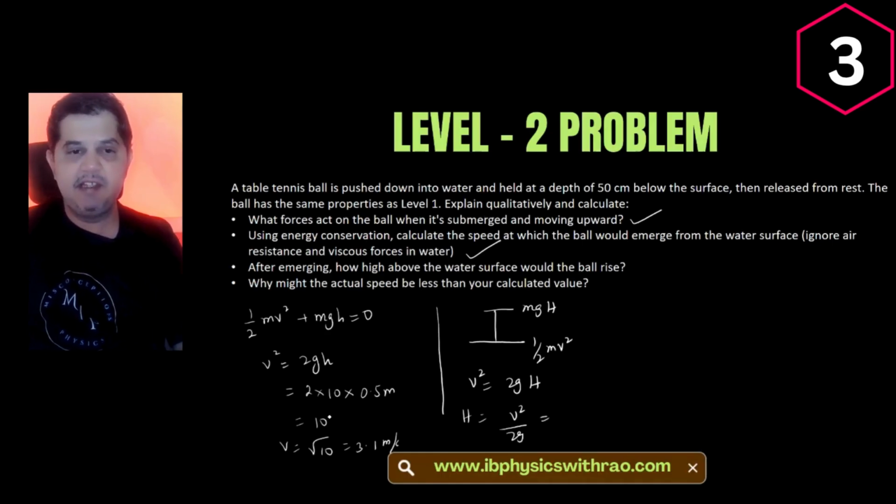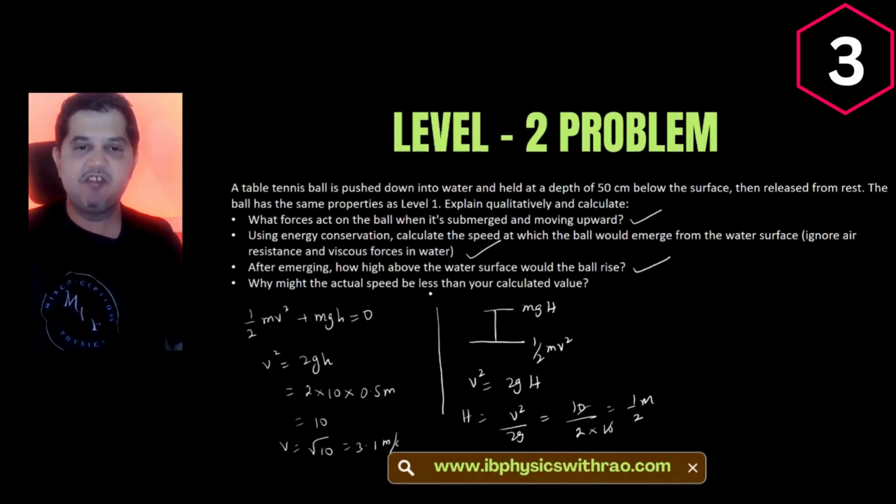So v square is equal to 10 here. So just 10 divided by 2 multiplied by 10. This goes away, so what I get is a half over here. So h is equal to half meter. I got this answer also. It's also done. What might be the actual speed?